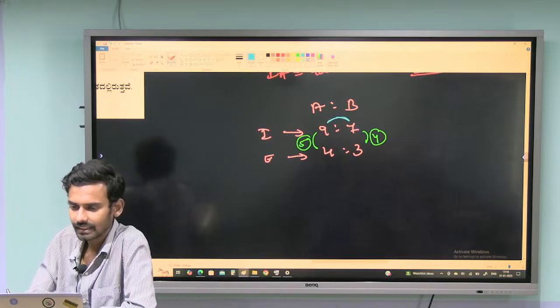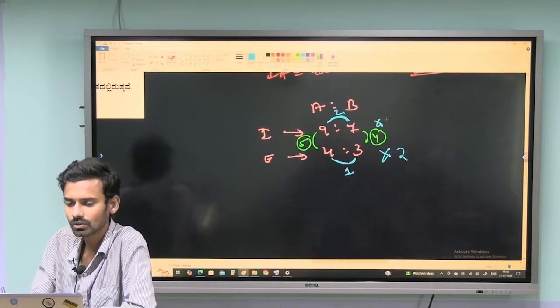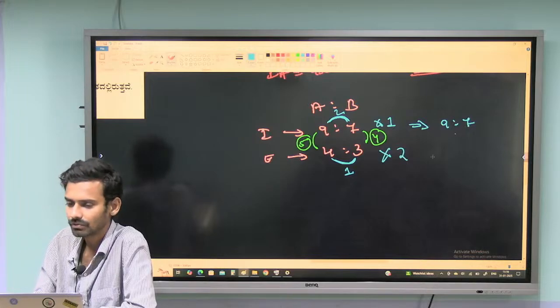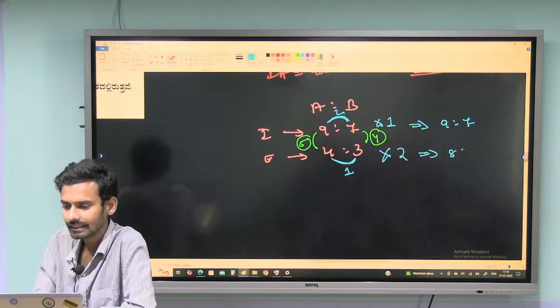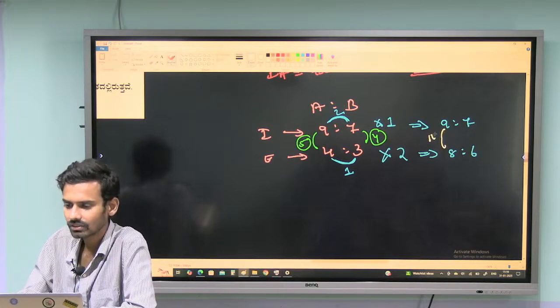Take the difference between 9 and 7, it is 2. You need to multiply this 2 to the second ratio. And here the difference between 4 and 3 is 1. This difference of 1 you need to multiply to the first ratio. Now for the income ratio, it will be 9 is to 7 into 1, which is 9 is to 7 itself. But for expenditure, it will be 4 is to 3 into 2, so it will be 8 is to 6. Now if you take the difference, here there is a difference of 1 unit, here also there is a difference of 1 unit.